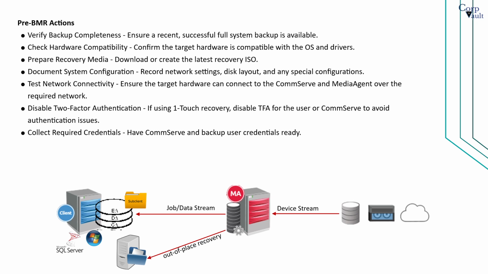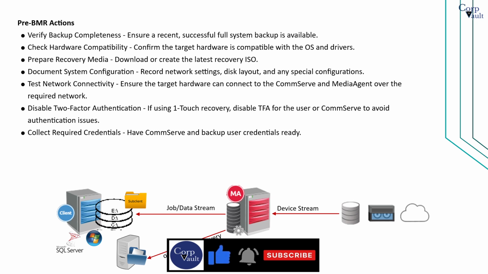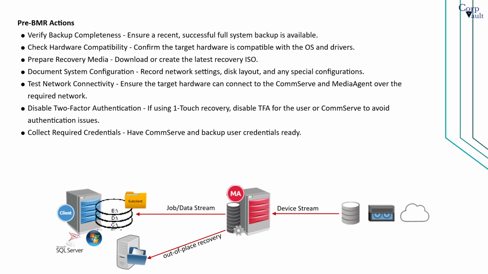Document system configuration. Record network settings, disk layout, and any special configurations. Test network connectivity. Ensure the target hardware can connect to the CommServe and media agent over the required network. Disable two-factor authentication, if applicable. If using One Touch recovery, disable TFA for the user or CommServe, to avoid authentication issues. Collect required credentials. Have CommServe and backup user credentials ready. Once these actions are taken care of, you are ready to perform BMR.